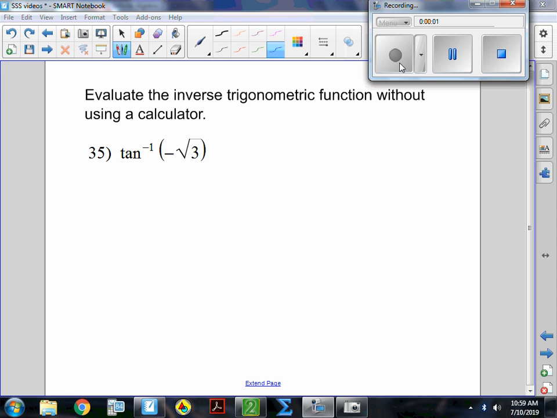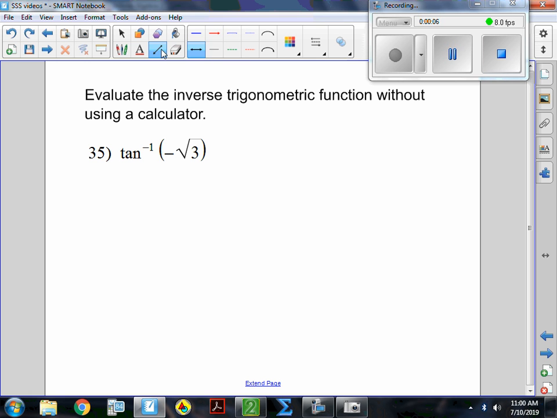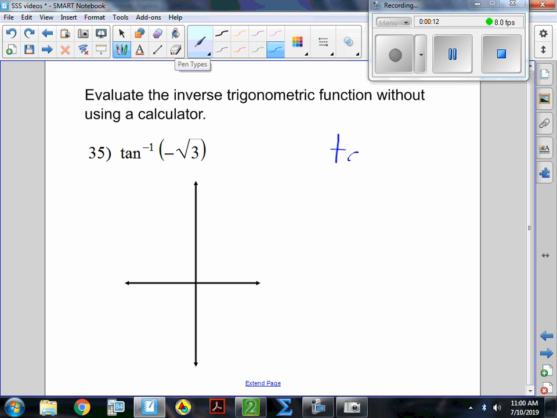Number 35, find the inverse tangent of negative square root 3. So we're going to start by looking at the tangent curve, because this question is really saying that if I took the tangent of theta, it's equal to negative square root of 3, then what would the theta be?